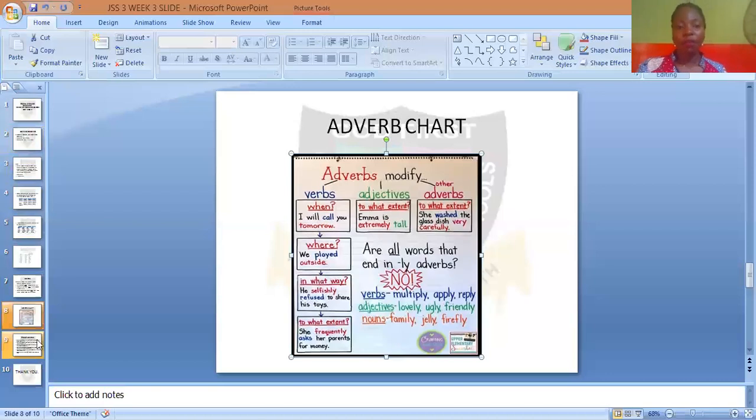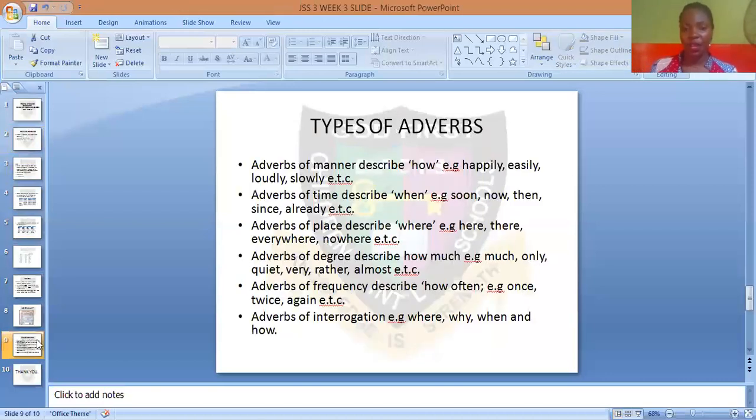Okay, moving on. Types of adverbs. There are various types of adverbs. Today, let's look at the first, which is adverbs of manner. Adverbs of manner describe how an action was done, how an action was carried out. It answers the question how. For example, she danced happily. Happily, easily, loudly, slowly. All these describe how.